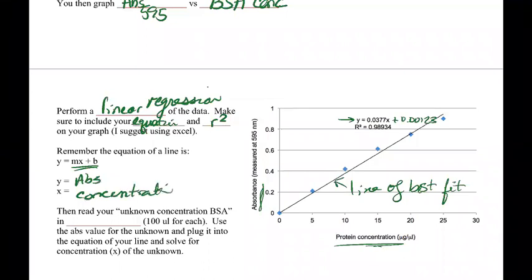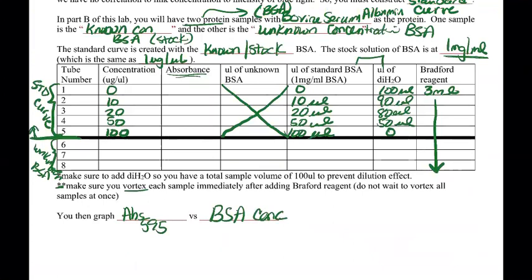right? So you need to go and do your unknown concentration BSA, right? And you're going to do it in triplicate, right? So 100 microliters for each. So let's come up here. So now we're going to do this. This is going to be our sample, and we're going to do 100 microliters of, oh no, I'm in the wrong spot.